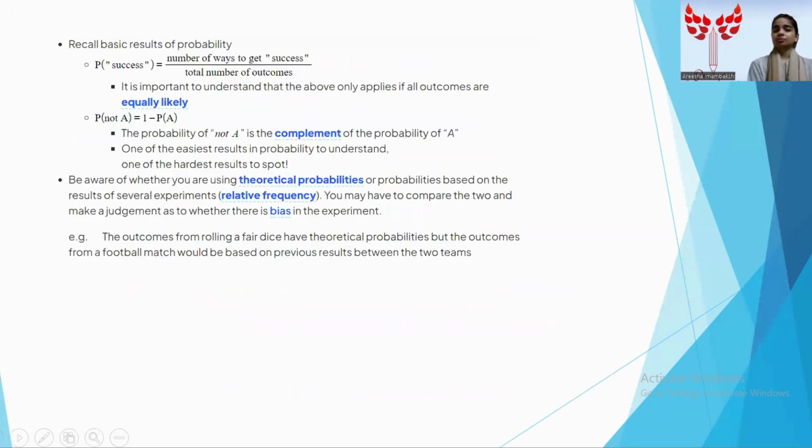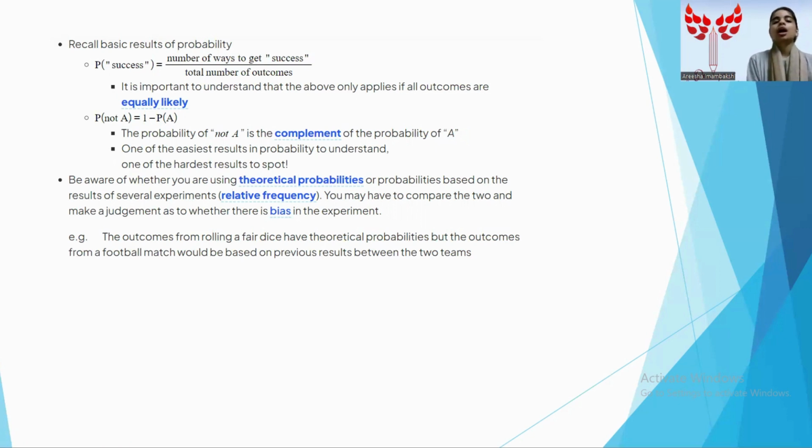Now let's move further. The probability of success of an event is the number of outcomes you can get for that event upon the total number of outcomes, right? We also discussed that the probability of not A is equal to 1 minus the probability of A. That is, we use the word complement for that, okay?